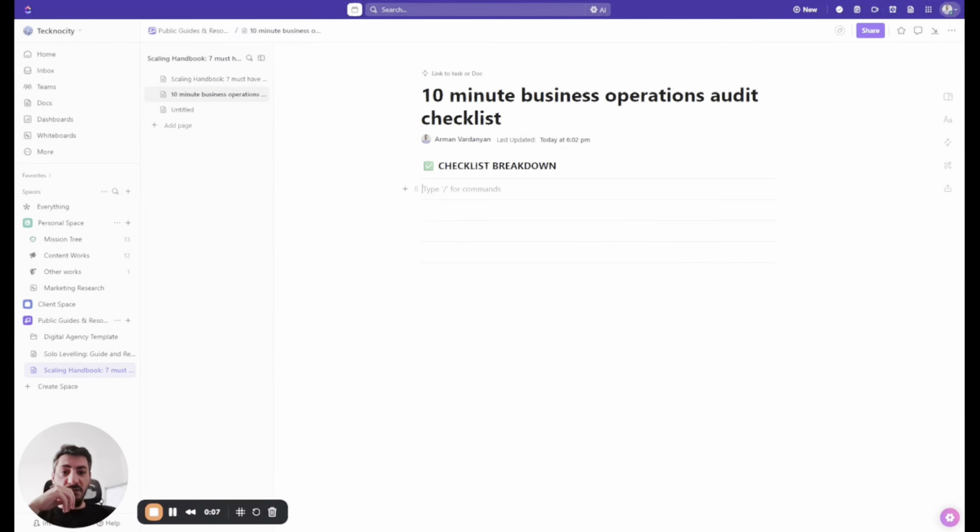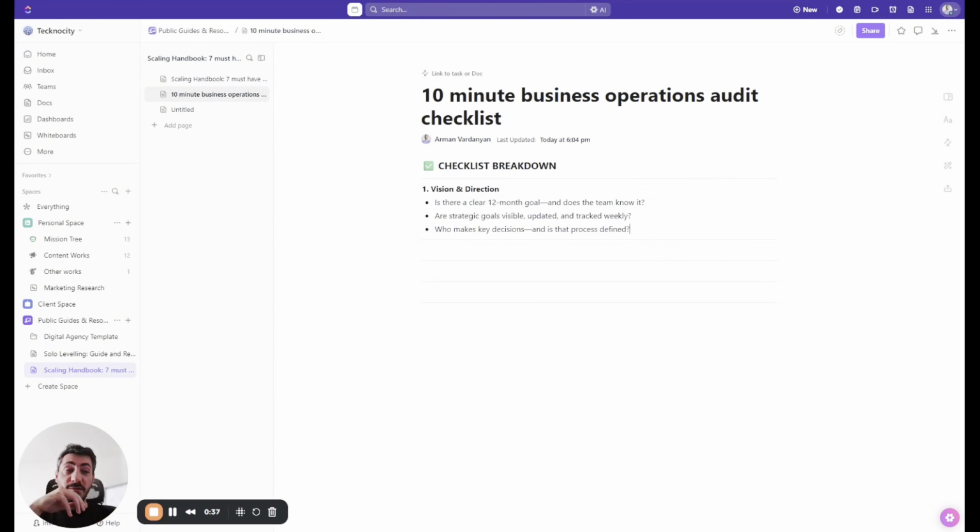Here's how the 10-minute audit works. I will break it down into 5 main areas, which will give you a better structure and a better understanding of how to go through this checklist. So these areas are vision, operations, people, visibility, and finances. Each one has a couple of key questions and I will explain each one of them, but you don't need to do very deep analysis. Just go and answer these questions.